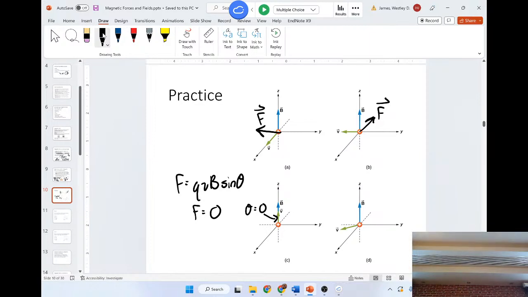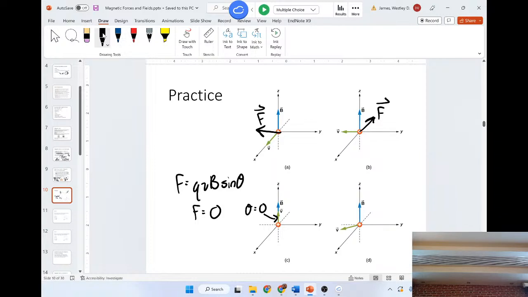You can't do the right-hand rule because there's no force to begin with. There isn't one. It'll just keep going straight up and up forever and ever. All right, D. Try it. I don't want to spoil it. Take your fingers, point in the direction of it. This is just something you have to do. You have to try it for yourself.